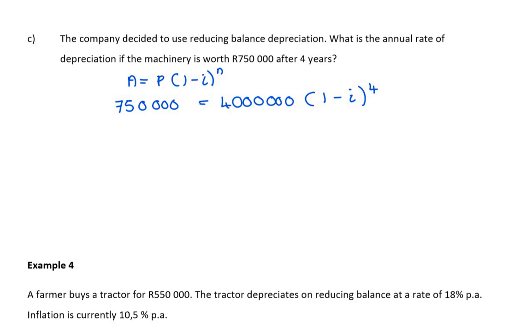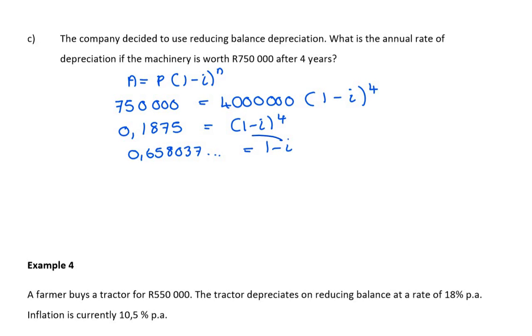So I would take my 750,000 and divide by 4 million. So you should get quite a small number. And I get 3 over 16, which I could change to decimal, which will probably be better. So I get 0.1875. And that equals 1 minus i to the power of 4. So we're getting used to this idea of rooting. So I would fourth root that. And I get 0.658037 and so on is 1 minus i.